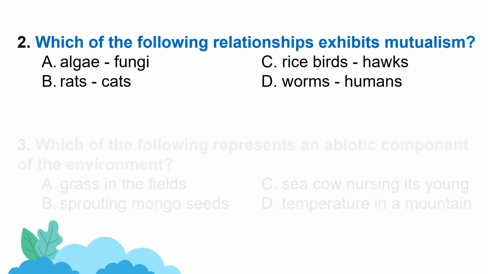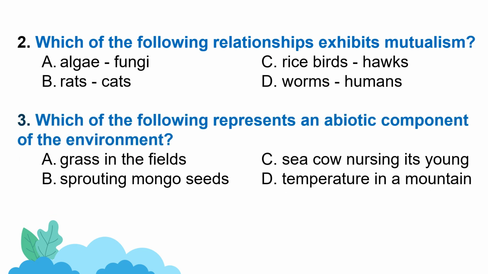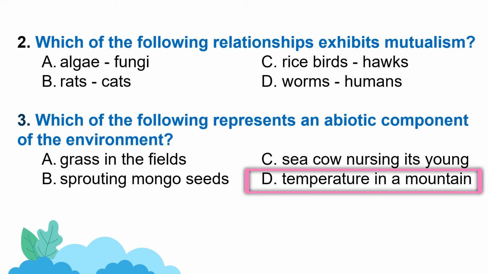3. Which of the following represents an abiotic component of the environment? A. Grass in the fields. B. Sprouting mungo seeds. C. Sea cow nursing its young. D. Temperature in a mountain.